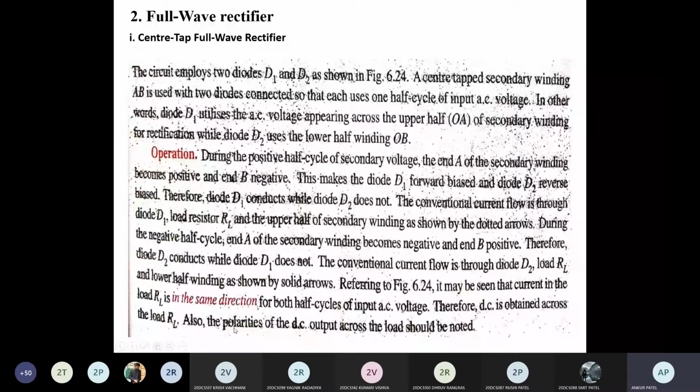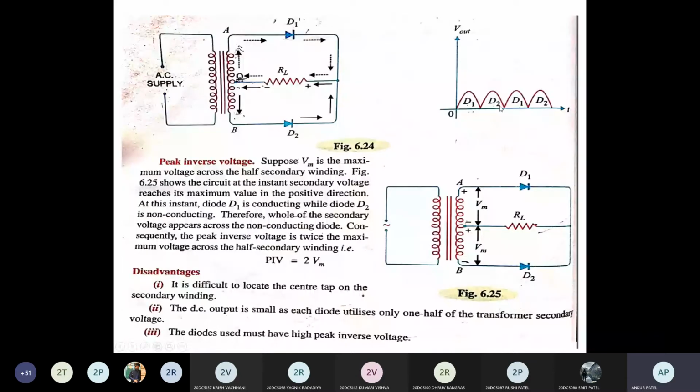So during the upper half we are getting output across RL by D1. During negative we are getting output across RL by D2. You can see the waveform of output: first during positive D1 acts, during negative D2 acts, then during positive D1, negative D2. Similarly it continues. So this is the waveform of full wave center tap rectifier.